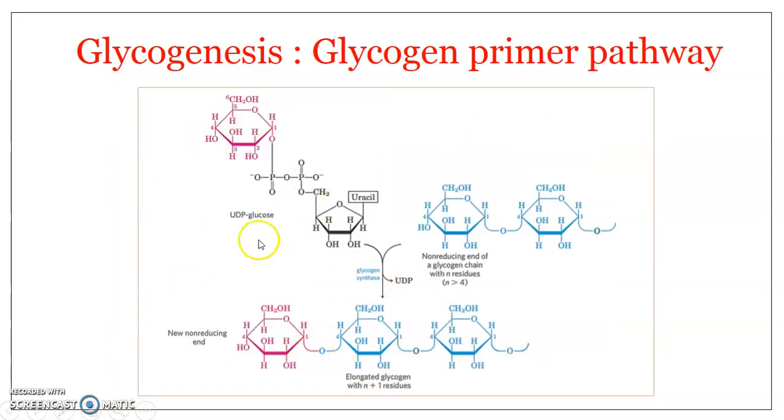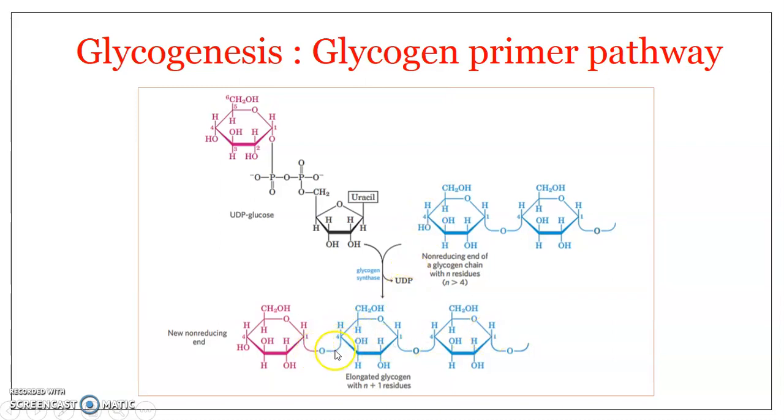So this is the UDP glucose and this is the glycogen primer, and here you can see this is the glucosyl residue of the UDP glucose. It will be transferred onto the glycogen primer, and during this process a glycosidic bond is formed between the 1' carbon of the new sugar and the hydroxyl group on the fourth carbon of the non-reducing end of the glycogen chain. This is the glycogen chain and this is the non-reducing end.